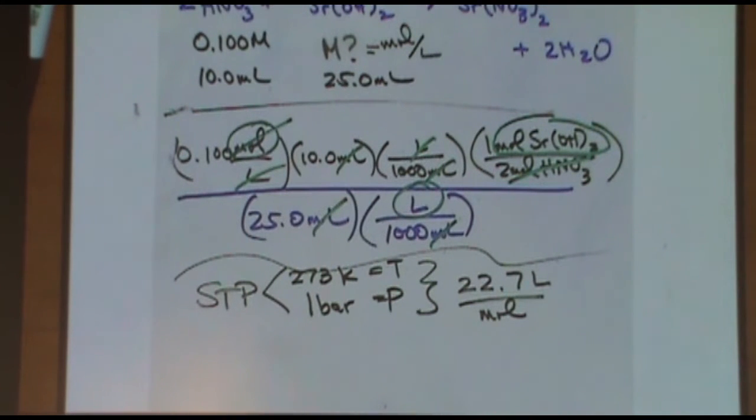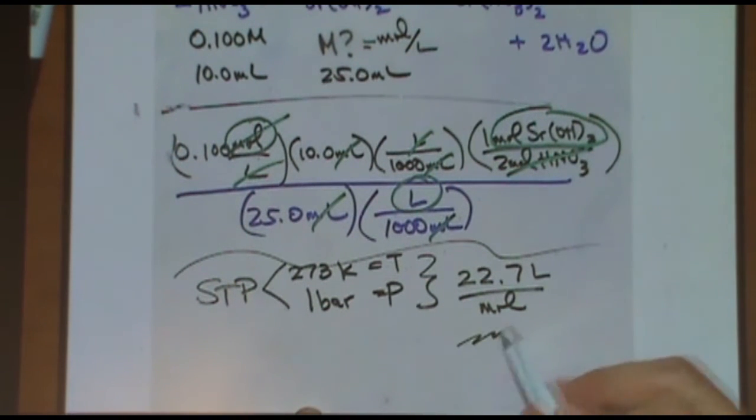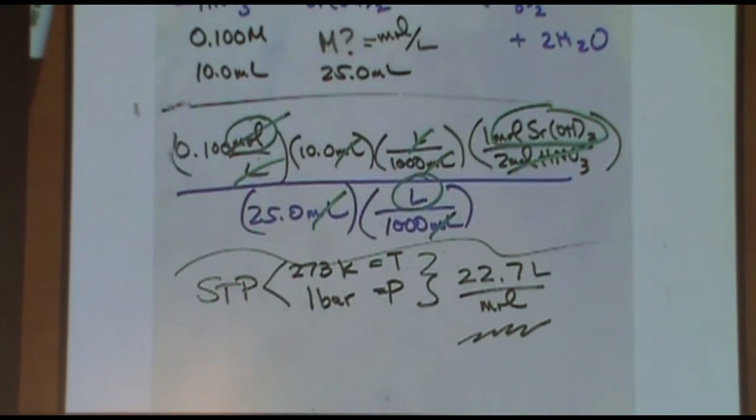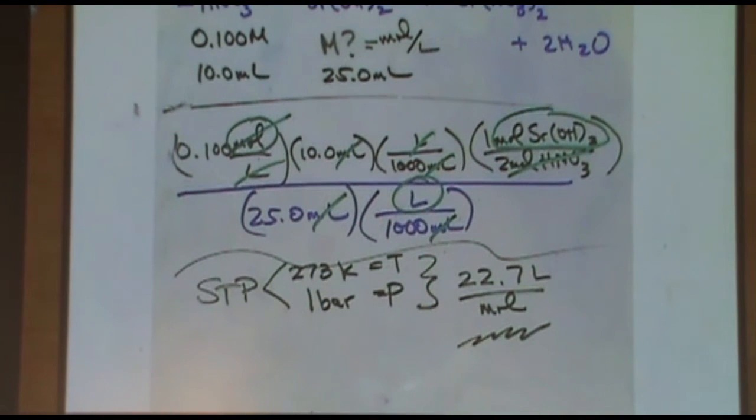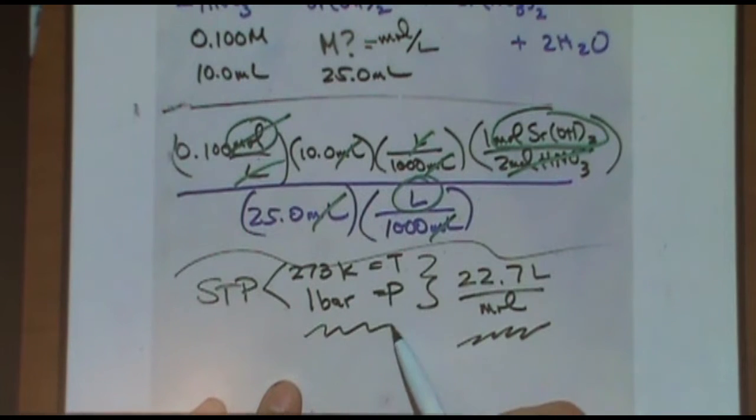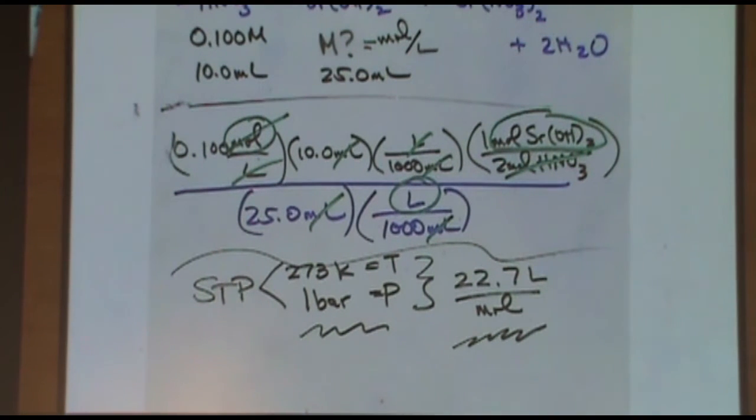So if you're at STP, you can use this conversion right here in stoichiometry or any sort of conversion that's necessary. That's all that STP means. Okay? Any questions about that? There is a 22.4 liters per mole. That's not STP, technically. That's 1 atmosphere at 273 Kelvin. So if you see STP, know that it means this. And if you need, the conversion is this. Yes?